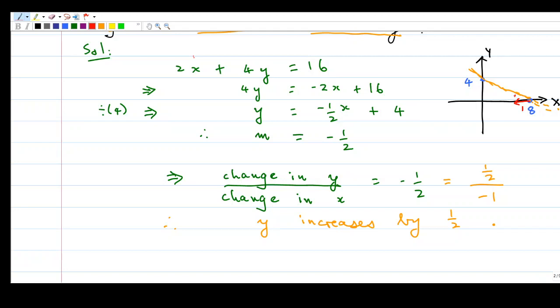We want to find out what happens to y. That's what we're interested in, this part. You can see there that your y is going to increase, right? And from the calculation, it increases by half. So that's the picture there.